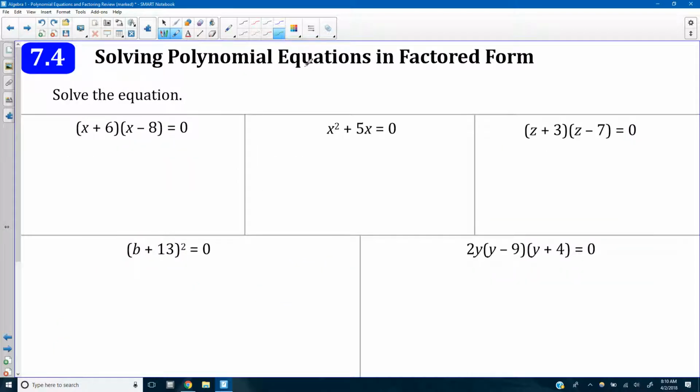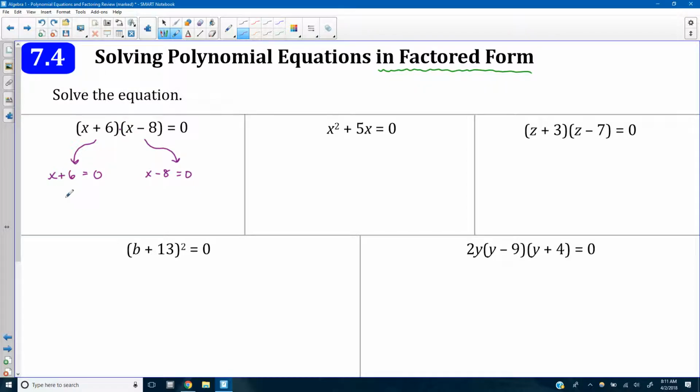Okay, solving polynomial equations in factored form. Now this is the big part right here. Once it's set equal to 0 here, we can solve using what's called the zero product property. If a times b equals 0, either a equals 0 or b equals 0. So if x plus 6 times x minus 8 equals 0, either x plus 6 equals 0 or x minus 8 equals 0.